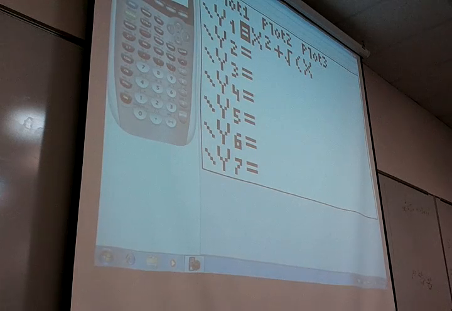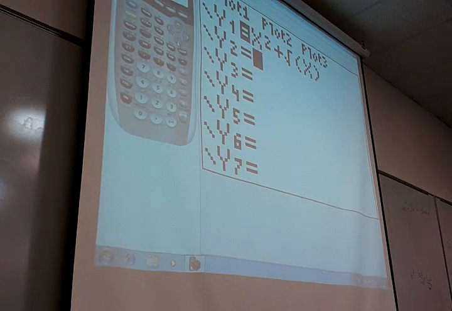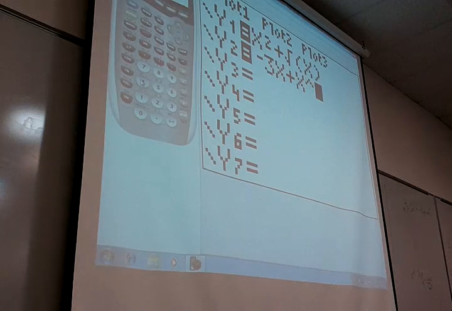Put your arm down. There you go, Jeff. And then put into y2 the other side: negative 3x plus x to the fourth. Let's see if I made an equation that actually has any answers.